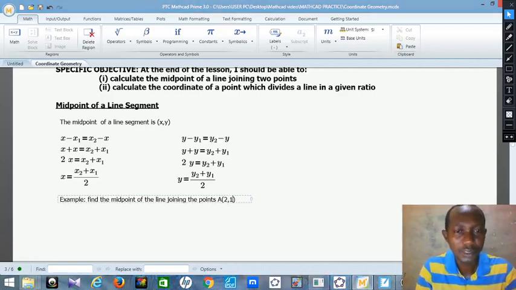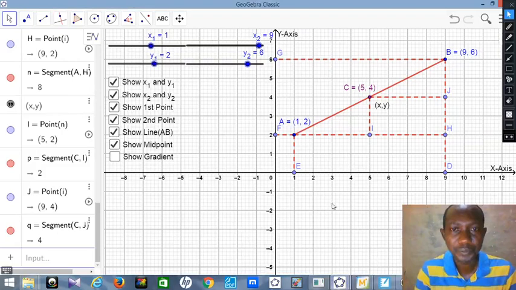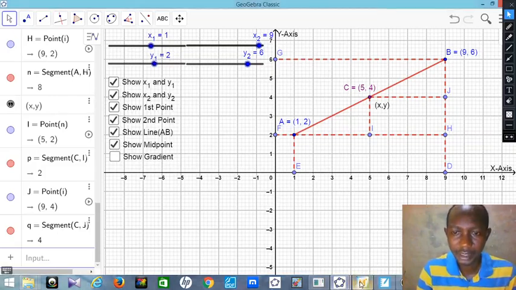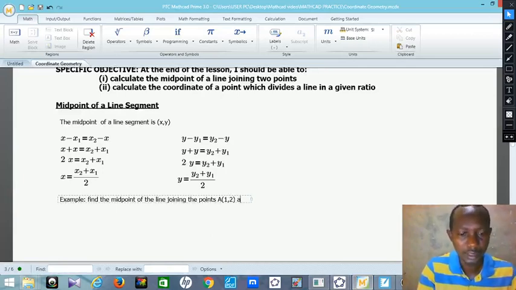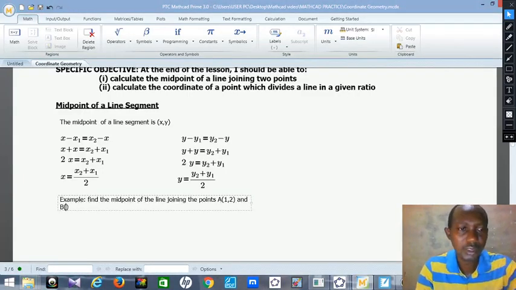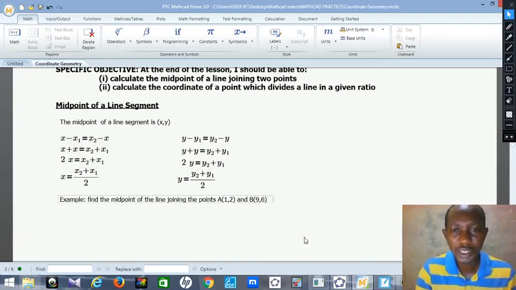So this is the first point. I'm trying to use the example we have here. Okay, it's 1, 2. X is 1, y is 2. Then 9 and 6. Alright. Something like this. 1, 2. And the second point, which is B, is 9, 6. We are asked to find the midpoint of this kind of question.